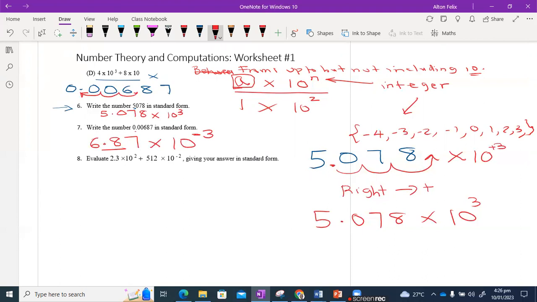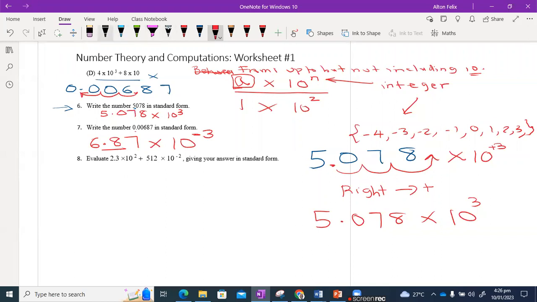So that's the difference. If you are moving to the right, count the number of places you are moving and use a plus sign with the number of places you counted. If you are moving to the left, same thing, instead you use a negative sign. And that's how you write it. And finally, yes, finally, we are asked to evaluate these two numbers here.